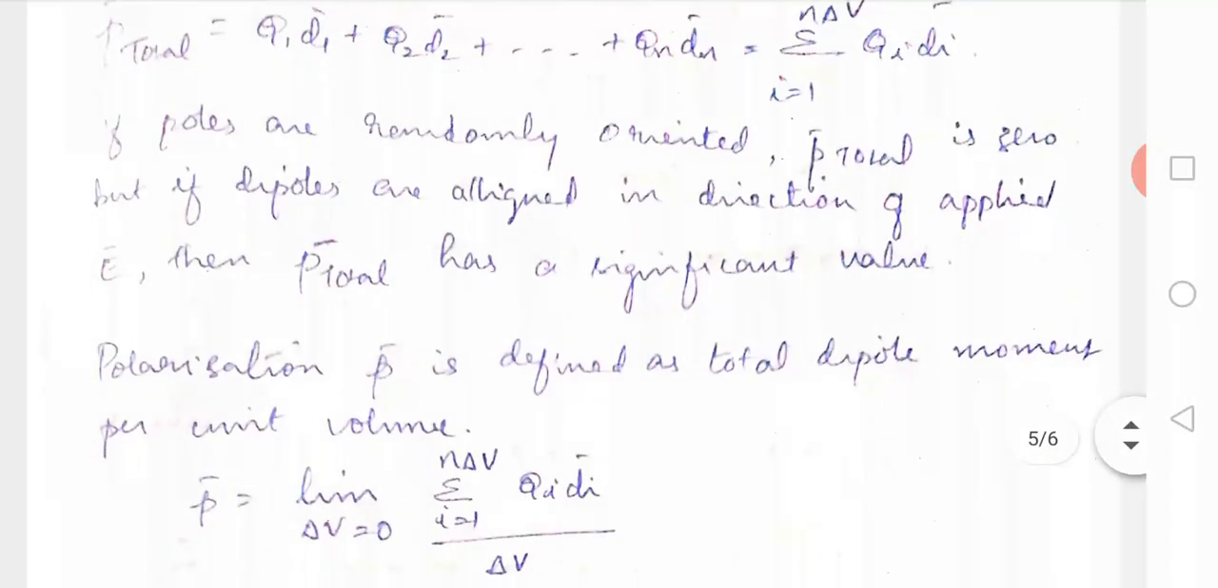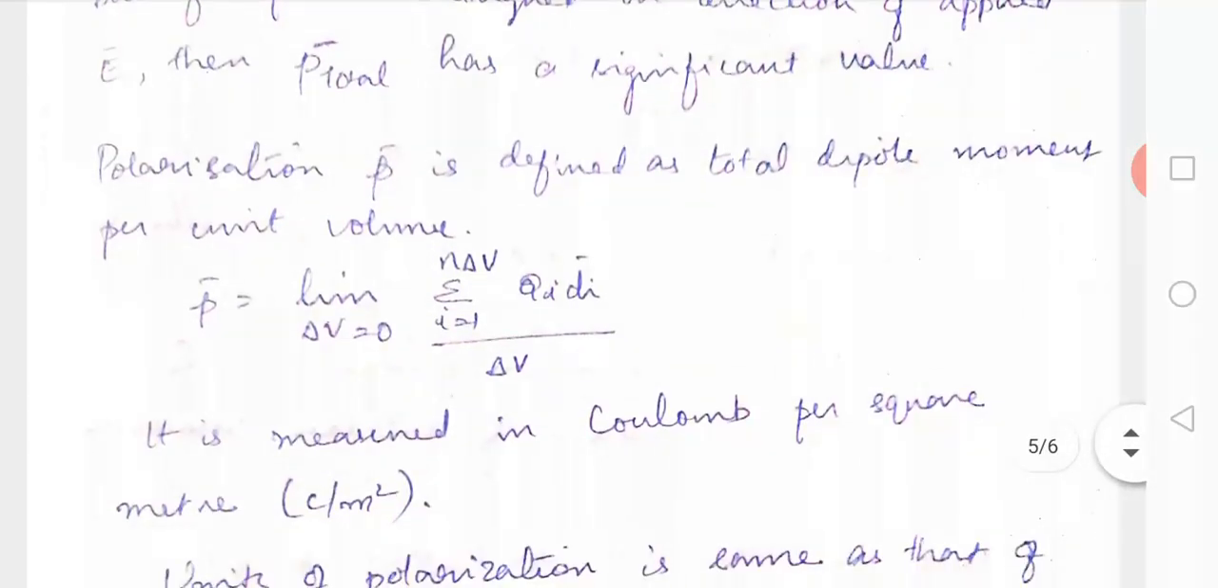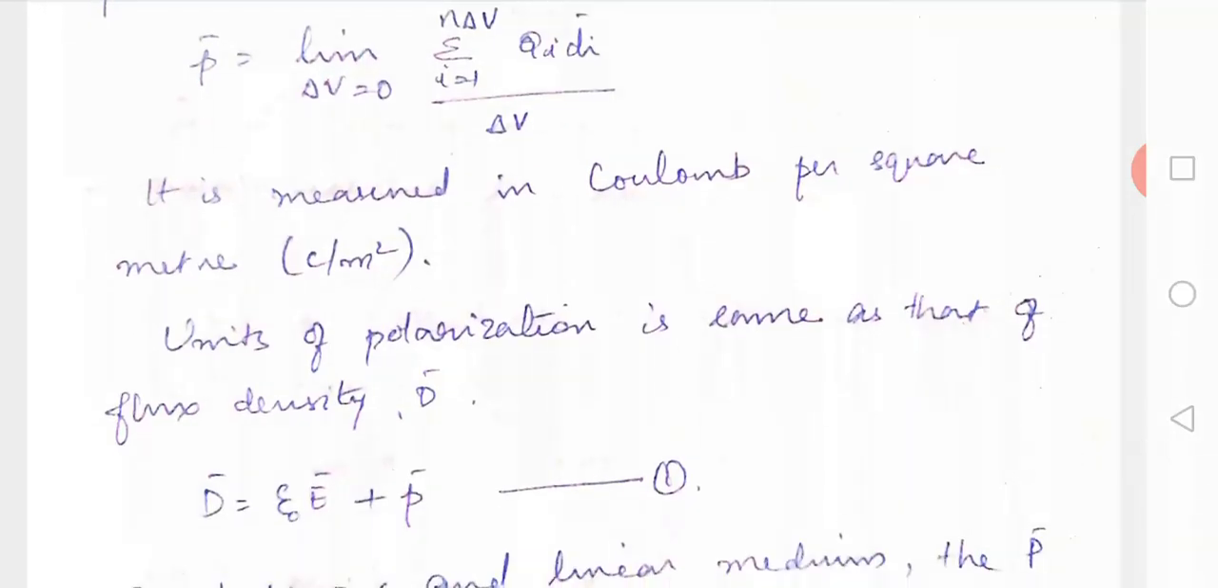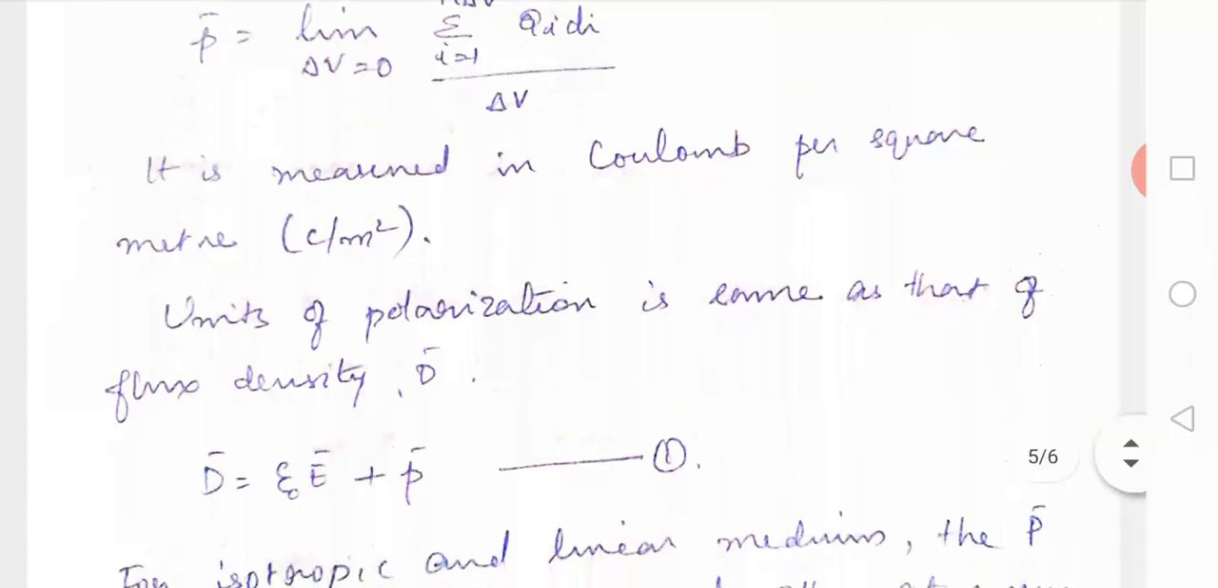Thus the polarization vector P is defined as the total dipole moment per unit volume. That is, vector P is equal to limit delta V tends to 0, sigma i equal to 1 to n, qi di by delta V. And this is measured in coulomb per square meter. Now the unit of polarization is the same as that of flux density vector D. Now what is vector D? Vector D is epsilon vector E plus vector P. Consider this as the first equation.